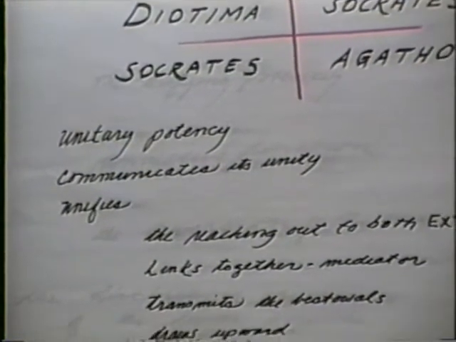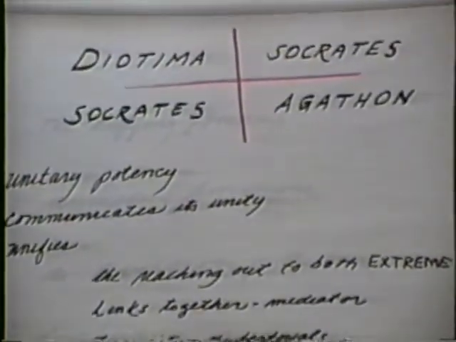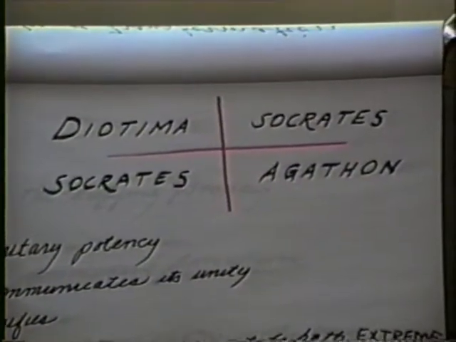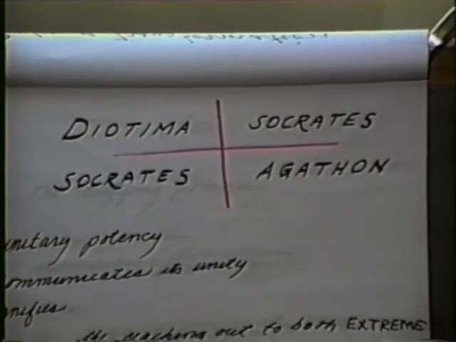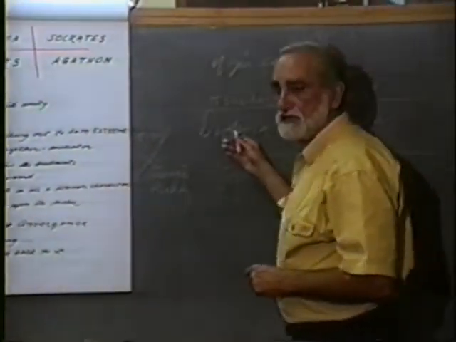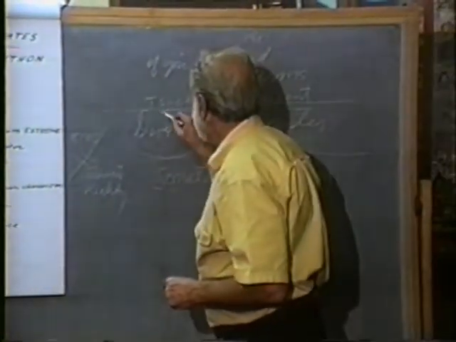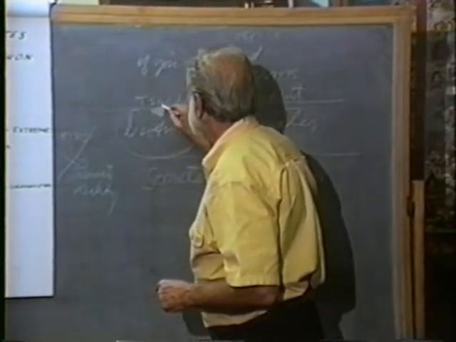Now, Diotima is the highest term. She is the master teacher. What she has within herself has great power, and her teaching has great power, and it is together. All of the ideas that she possesses are together in a unity. Therefore, her teaching has great unitary power or potency. I'm going to indicate that in this way.